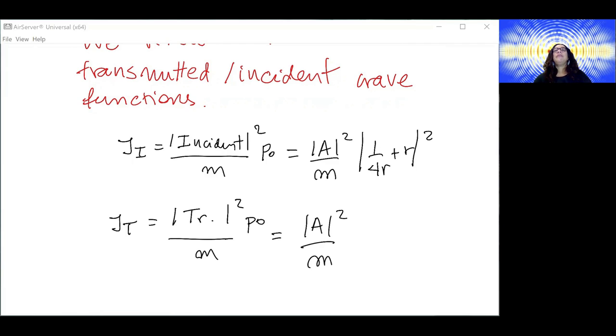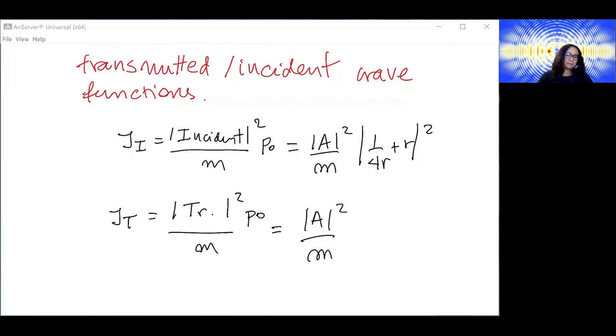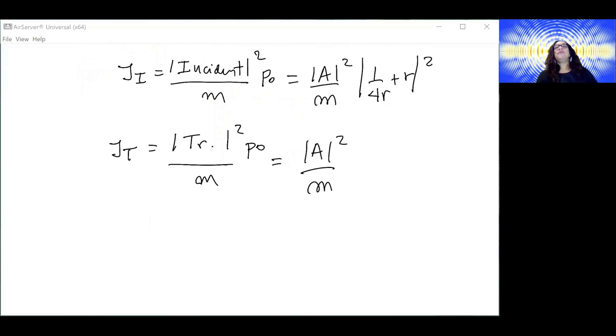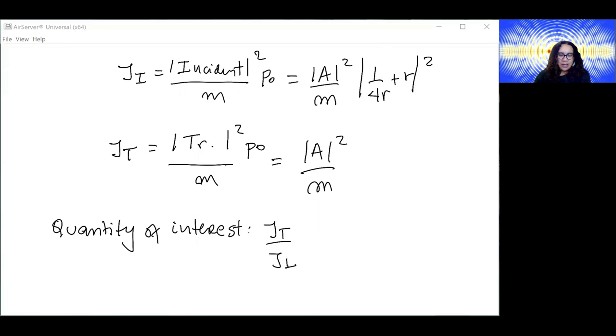Therefore, if you want to calculate this, what is your transmission coefficient? We are interested, so the quantity of interest is then J_T divided by J_I. And this is going to give you 1 over (1 + R) squared.